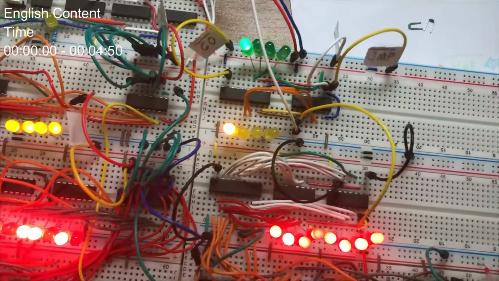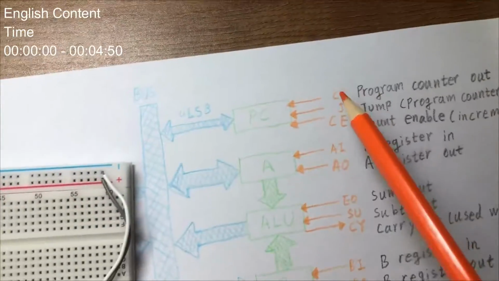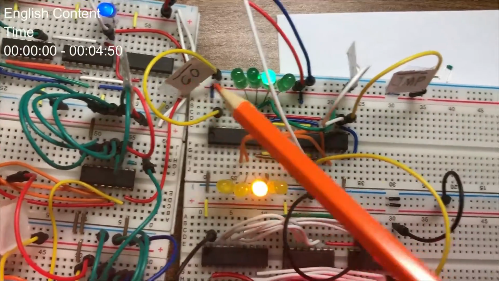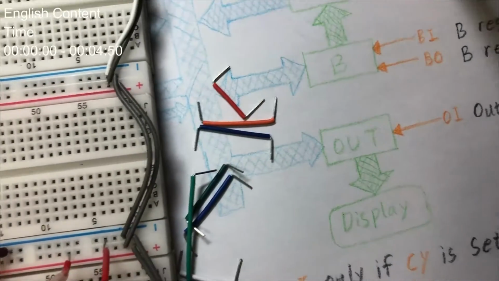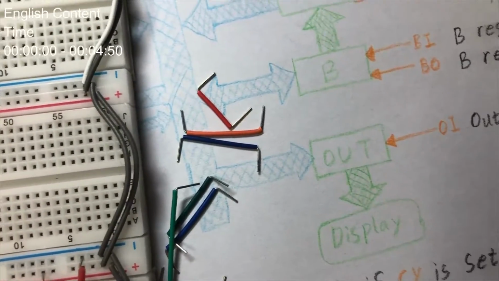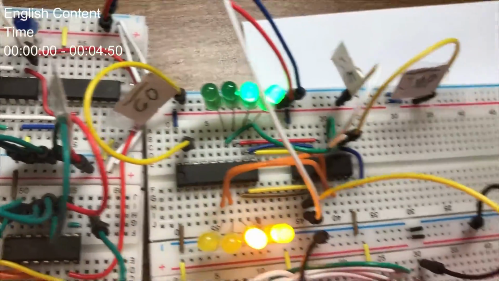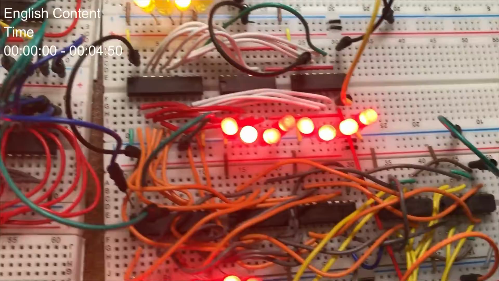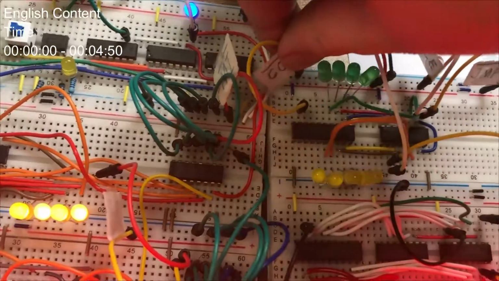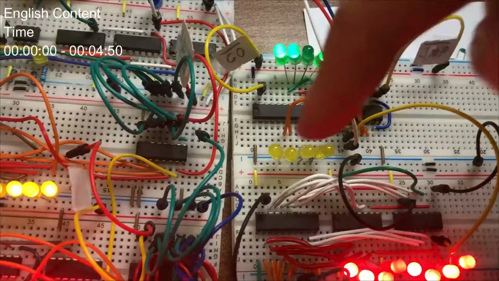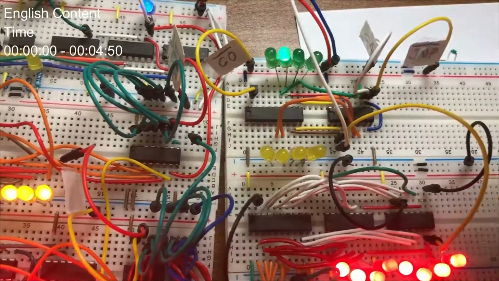In this diagram, here we have the program counter out, and we have the count enable signal, and the jump signal. We examine here. When it goes high, it is not displaying.